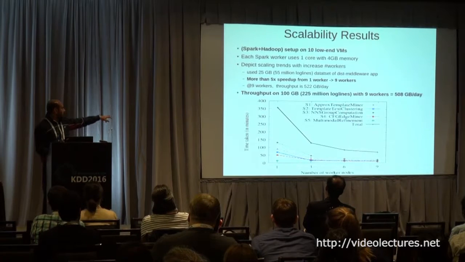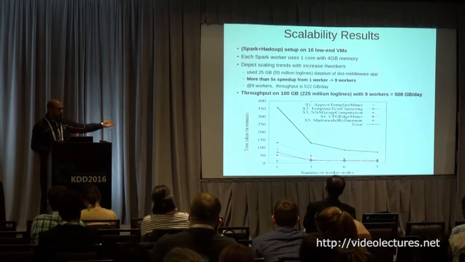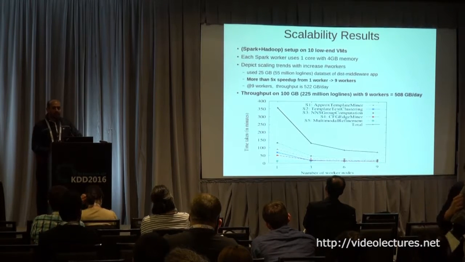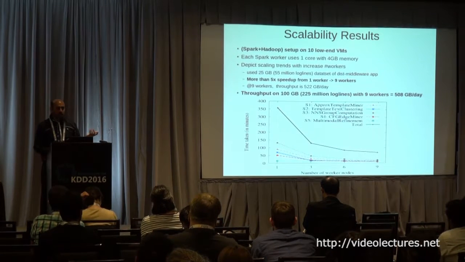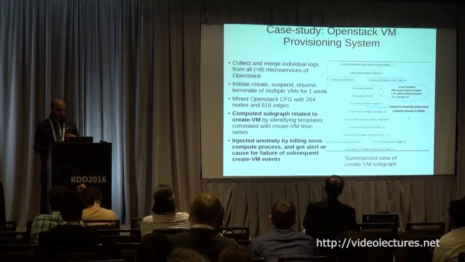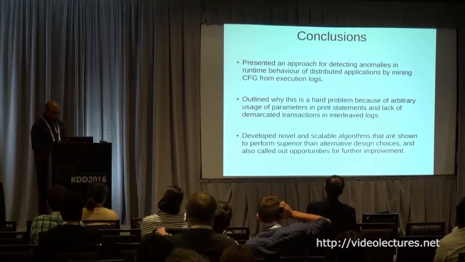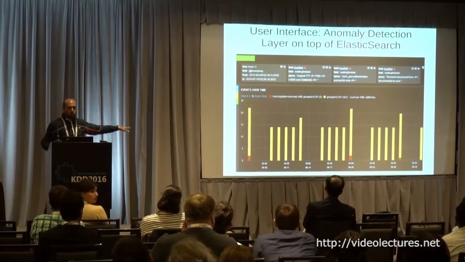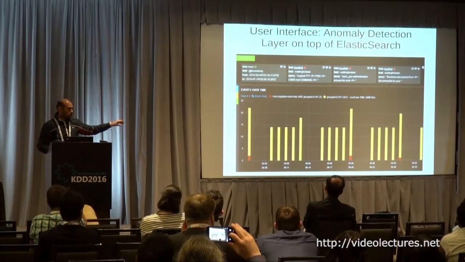And these are our Spark results, where we increase the number of Spark workers, and we show that the execution time dropped. And the key takeaway here is even on a 10 VM, low-end VM cluster, we had like 500 GB a day throughput. With that, I will conclude with the main takeaways, okay? And just before that, this is the application on top of OpenStack, Elasticsearch, sorry, where we show the anomalies, yeah.